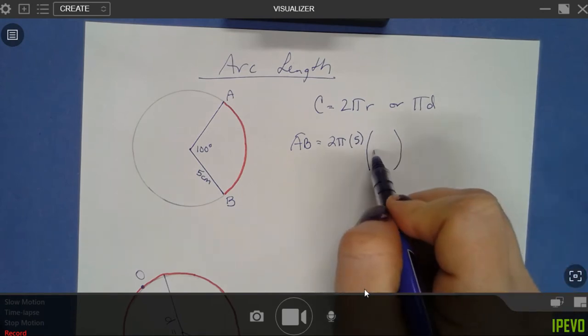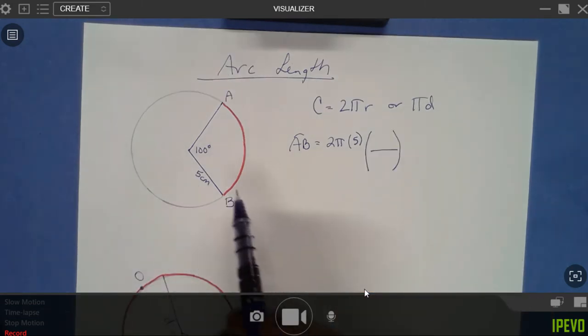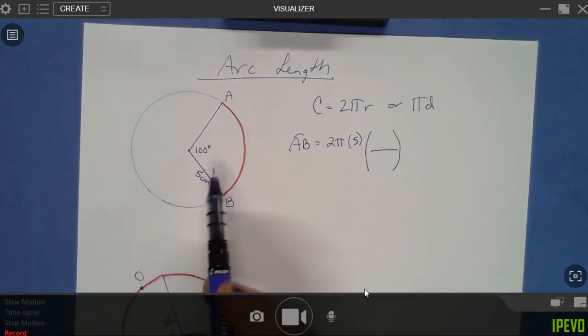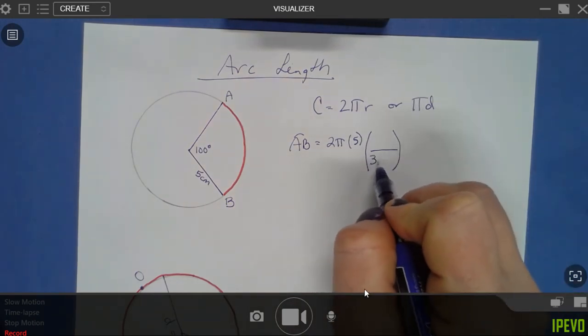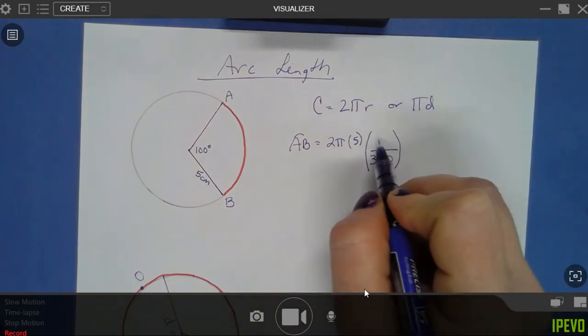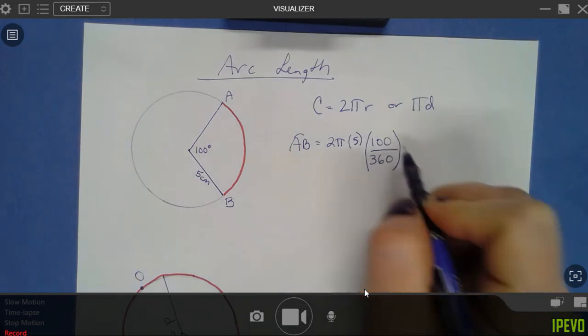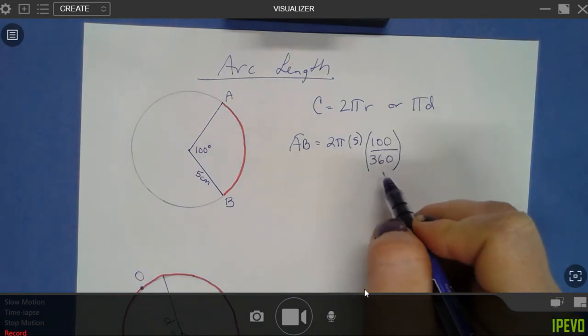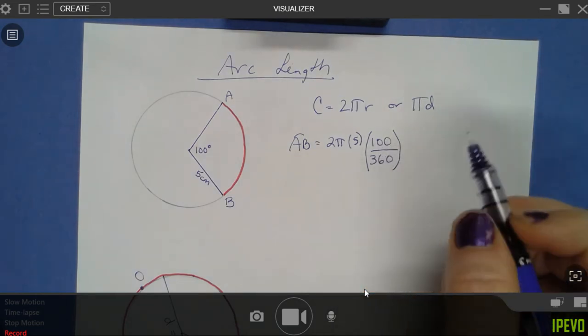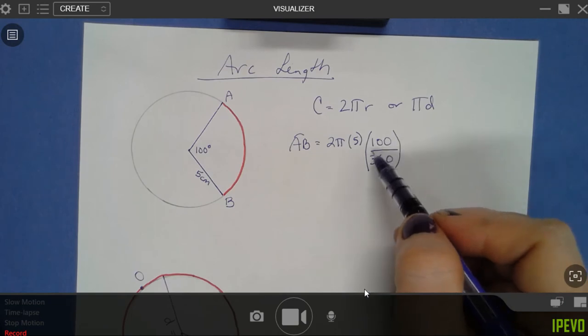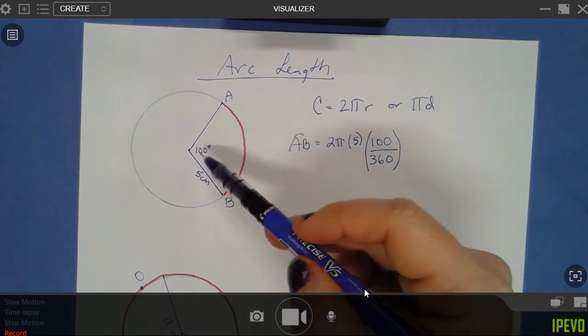So to go all the way around a circle, it's 360 degrees. And since I'm only wanting a portion of that 360, I'm going to put the whole part here. And then I'm going to tell it I want 100 of the 360. So that's how I tell it how much of the circumference to use based on our central angle here.